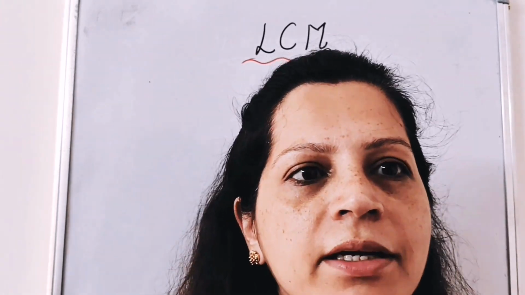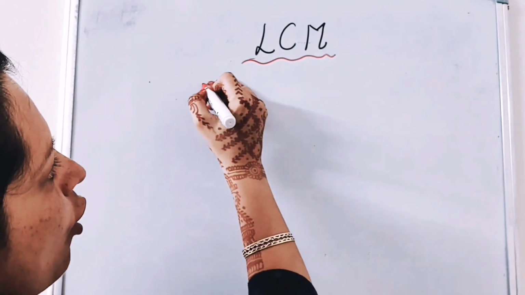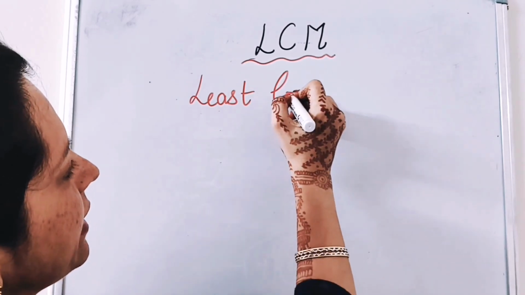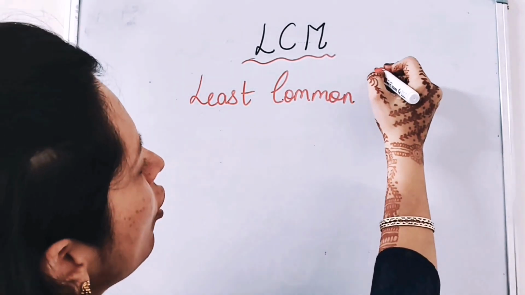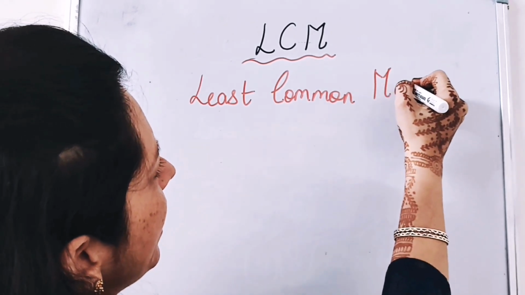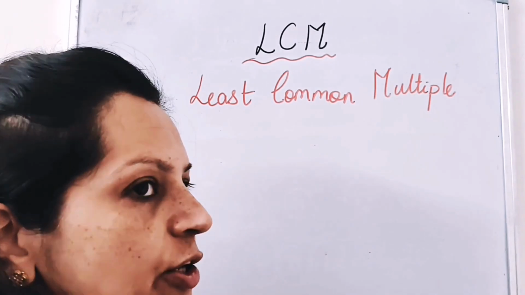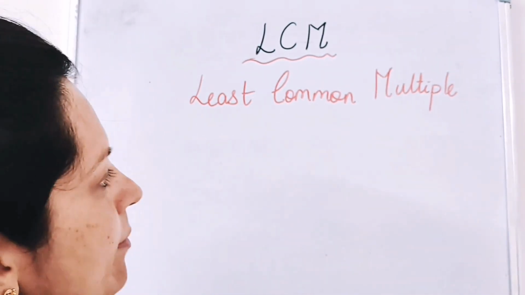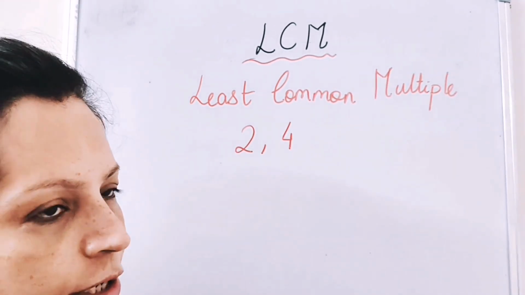In today's topic, we will understand the concept of LCM. LCM stands for least common multiple. L for least, C for common and M for multiple. Let's say we need to find out the least common multiple of two numbers, say 2 and 4.